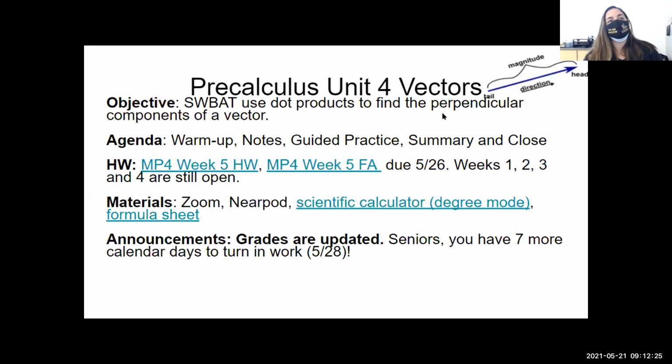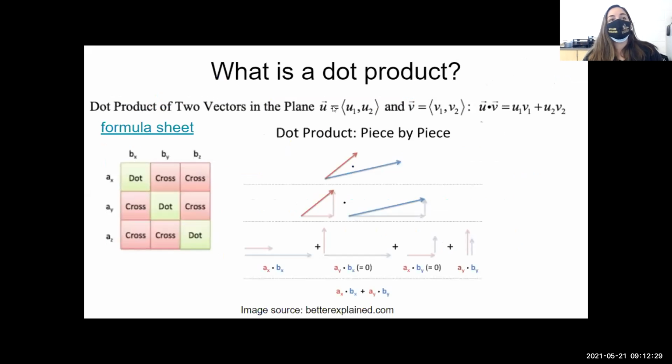All right, so let's start using dot products to find perpendicular components of a vector. We remember the formula from the warm-up, right? u1 v1 plus u2 v2, which is the same as x times x plus y times y. So this is a review from last class.